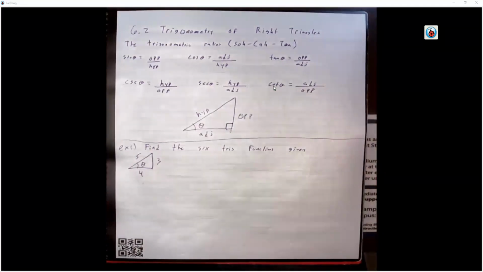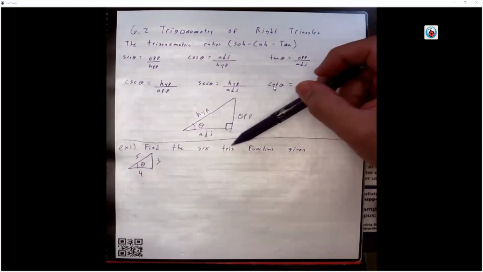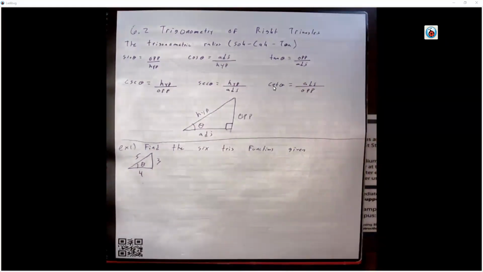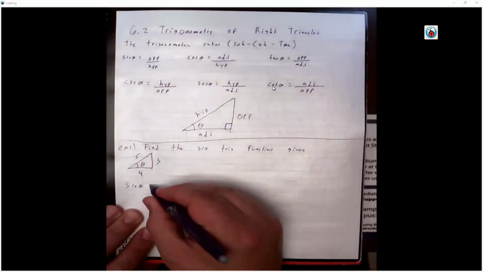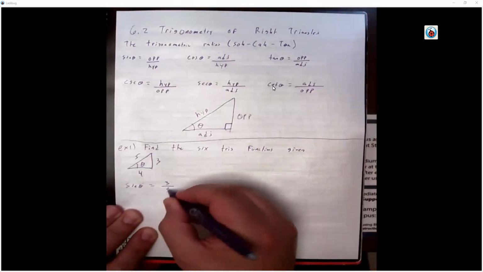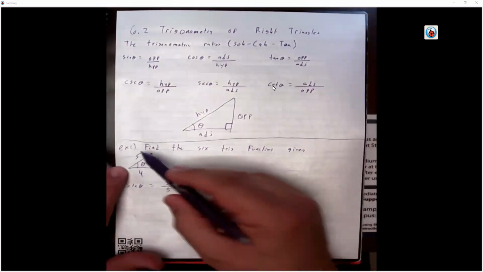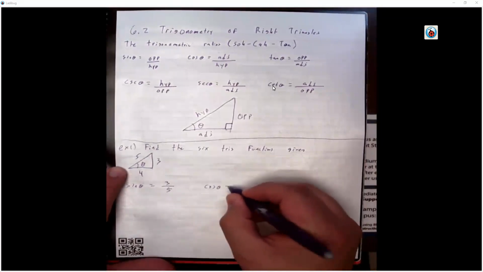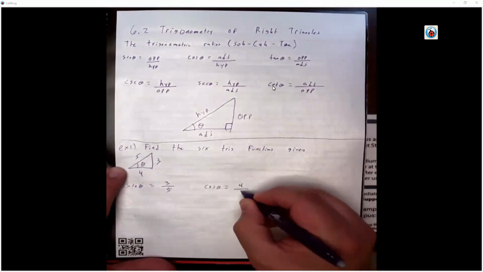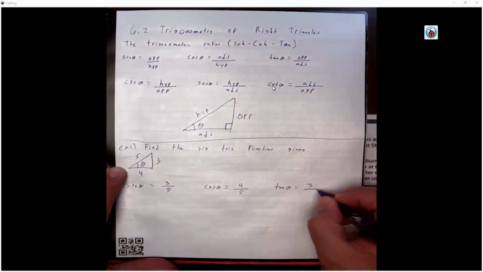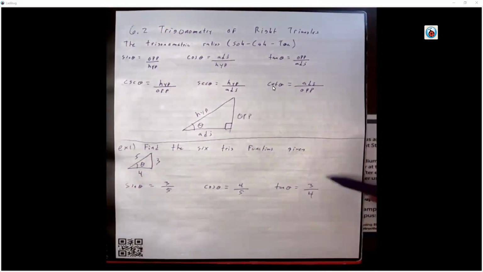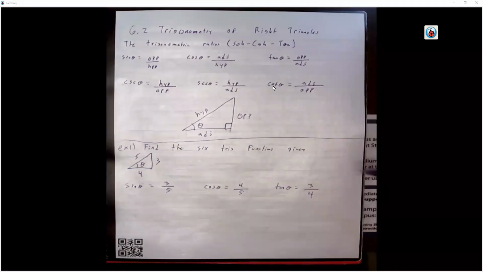So define using these formulas here, or the definitions, list all six. That's it. Yep. So sine theta is opposite over hypotenuse. Right. 3 over 5. Cosine is adjacent over hypotenuse. Tangent is opposite over adjacent. And then use the reciprocals to find the other three.